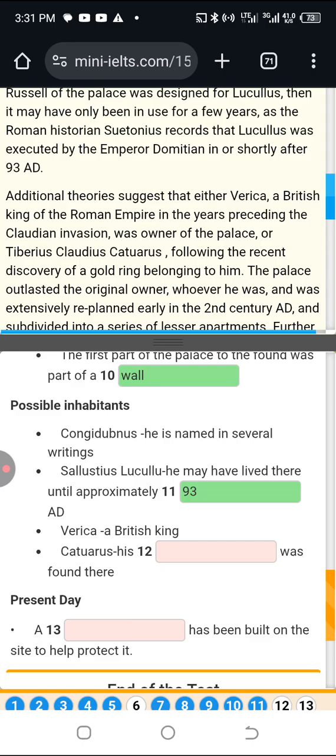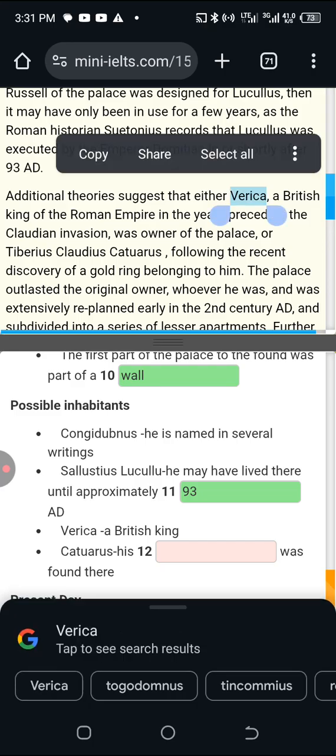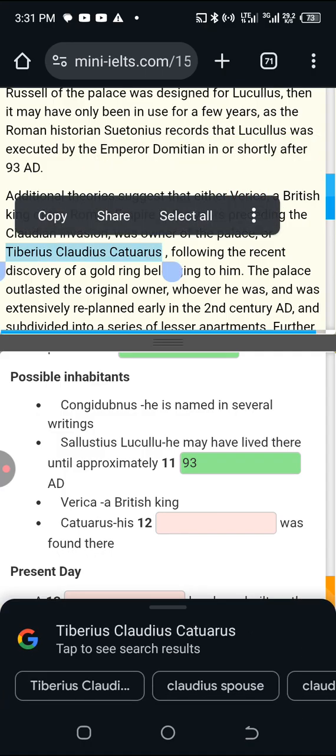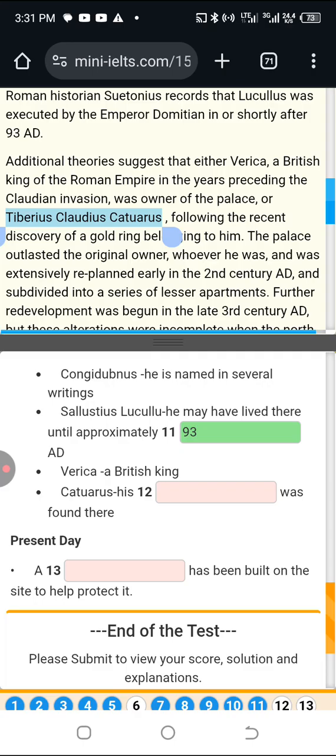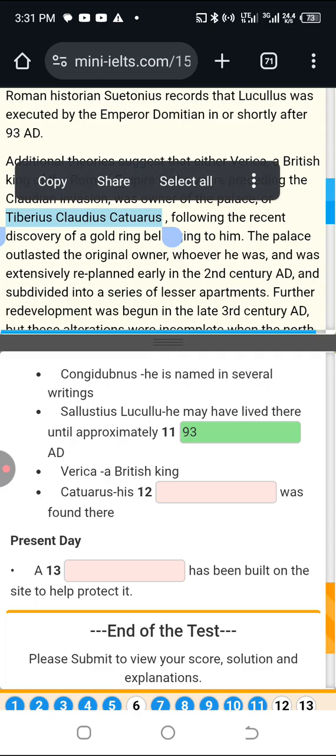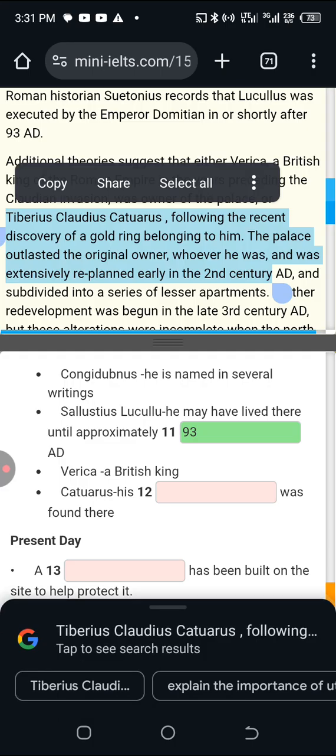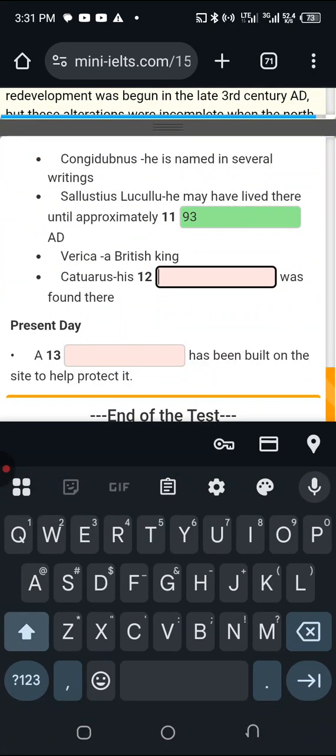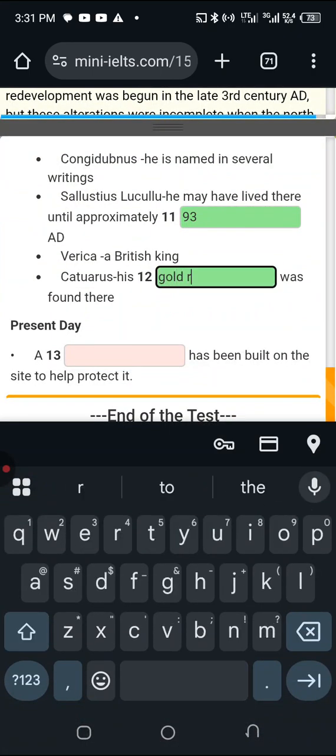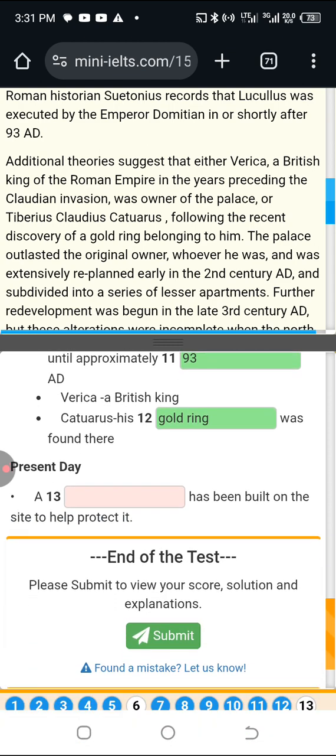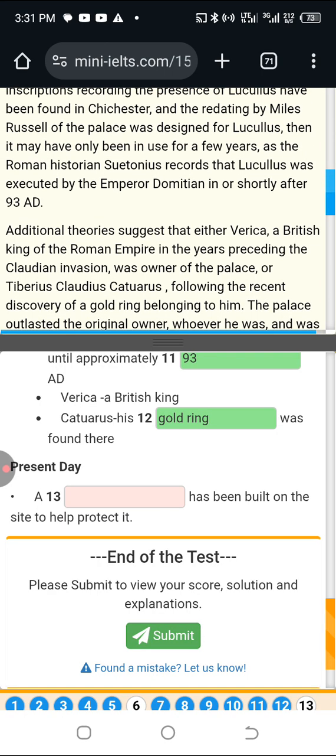Verica. Verica, can you see Verica here? Then Cartaros. See Cartaros here. Cartaros, what does the question say? Cartaros, his blank was found there. Okay. Cartaros, following the recent discovery of a gold ring belonging to him. Gold ring. His gold ring. Then, present day, a blank has been built on the site to protect it. A museum now. A museum.